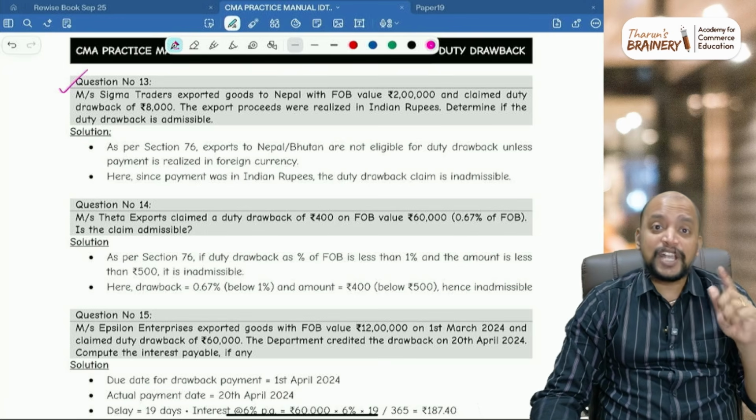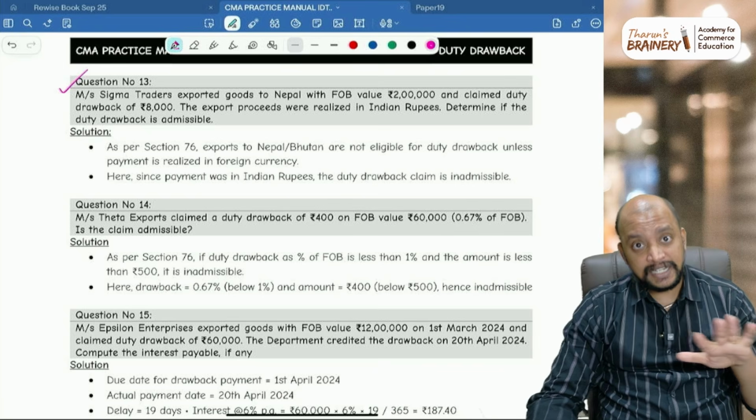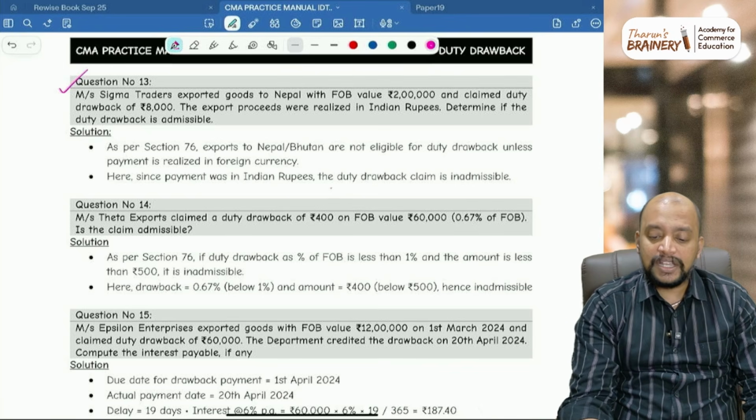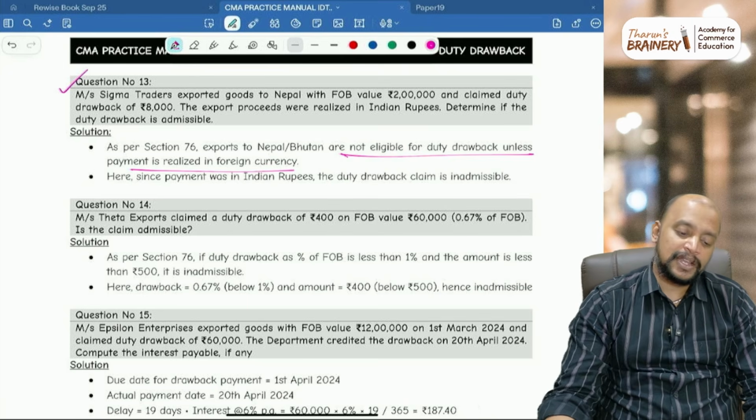Only in GST it is allowed. Only in GST the exports can be to Nepal and Bhutan, the consideration can be Indian rupees, not for customs. Duty drawback not available. So duty drawback is not eligible if the consideration is not realized in foreign exchange.